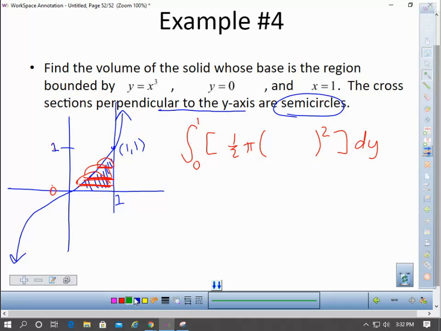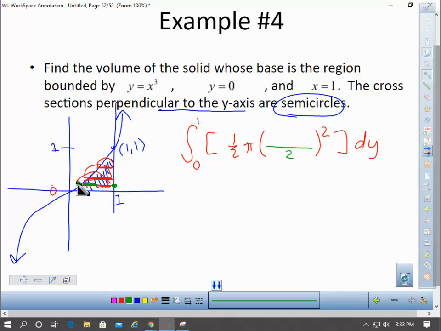Now, the trick is, this is the diameter laid on here for the semicircle. So the radius is only half of this distance, right? So our radius is something divided by 2. So it's this entire distance divided by 2. So how do you calculate this entire distance? This entire distance is going to be right curve minus left curve.